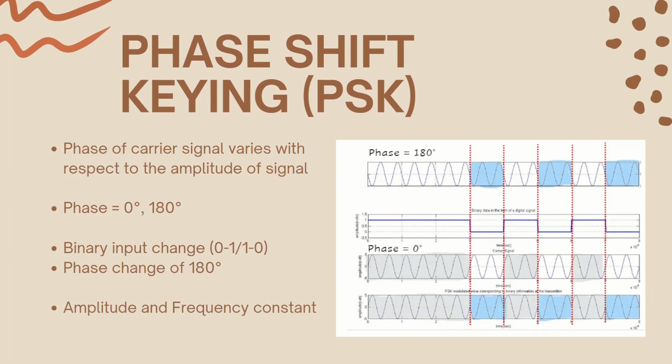Phase shift keying, PSK. The phase of the carrier signal varies with respect to the input signal. Phase would be equal to 0 degrees or 180 degrees. The binary input would change between 0, 1 and 1, 0. The phase changes by 180 degrees. The amplitude and frequency remain constant.